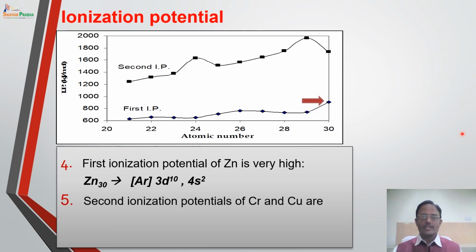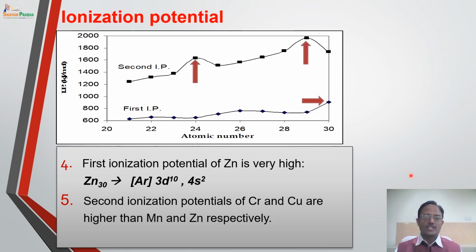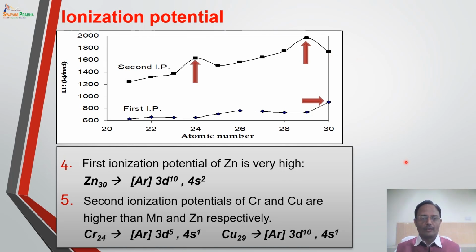Coming to the second ionization potentials, now you will find there are two humps over here. That is, the ionization potentials of chromium and copper are higher than expected, or they are higher than their successors manganese and zinc. The reason again lies in the electronic configuration of these two elements. When the first electron is lost from chromium, it has got 3d5, the extra stable configuration, and hence removal of electron from this extra stable configuration is difficult.